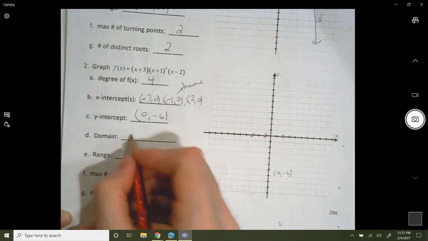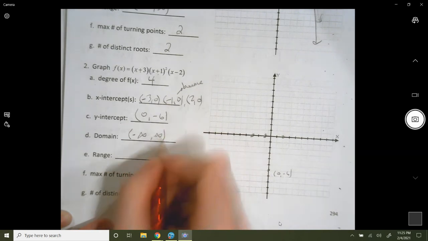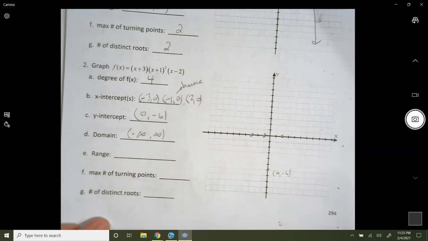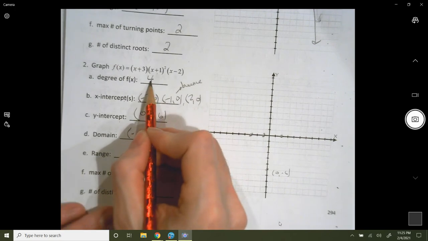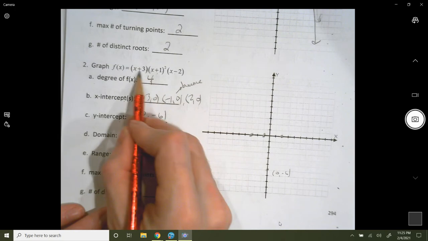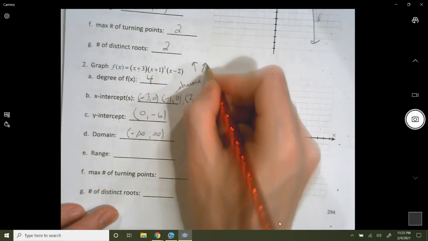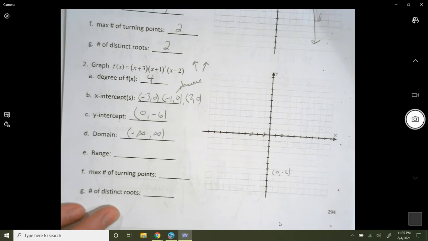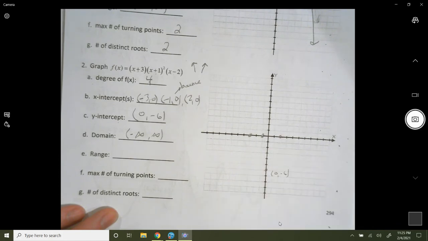Domain is going to be all real numbers. Now be careful here, the range or your possible y values. This one, because it's 4th degree, remember 4th degree with a positive lead coefficient, if you were to multiply this entire thing out, your x to the 4th term would be positive. So your end behavior is up on the left, up on the right. Okay, which means your range is not going to be all real numbers. We're going to have to find a little more information. We can't tell the range just yet.